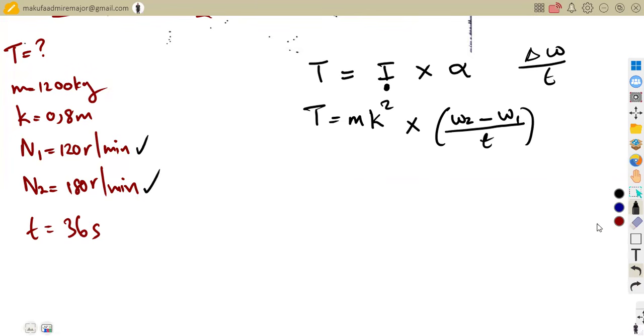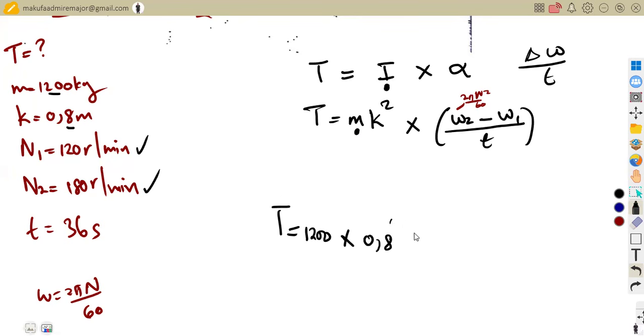Or just substitute, because you know that omega is equal to 2 pi n over 60. So you can substitute this 2 pi n2 over 60 directly into your formula so that you get exact answers. The mass is there, 1,200, times the radius, 0.8 squared, into omega2, which is 2 pi n2.